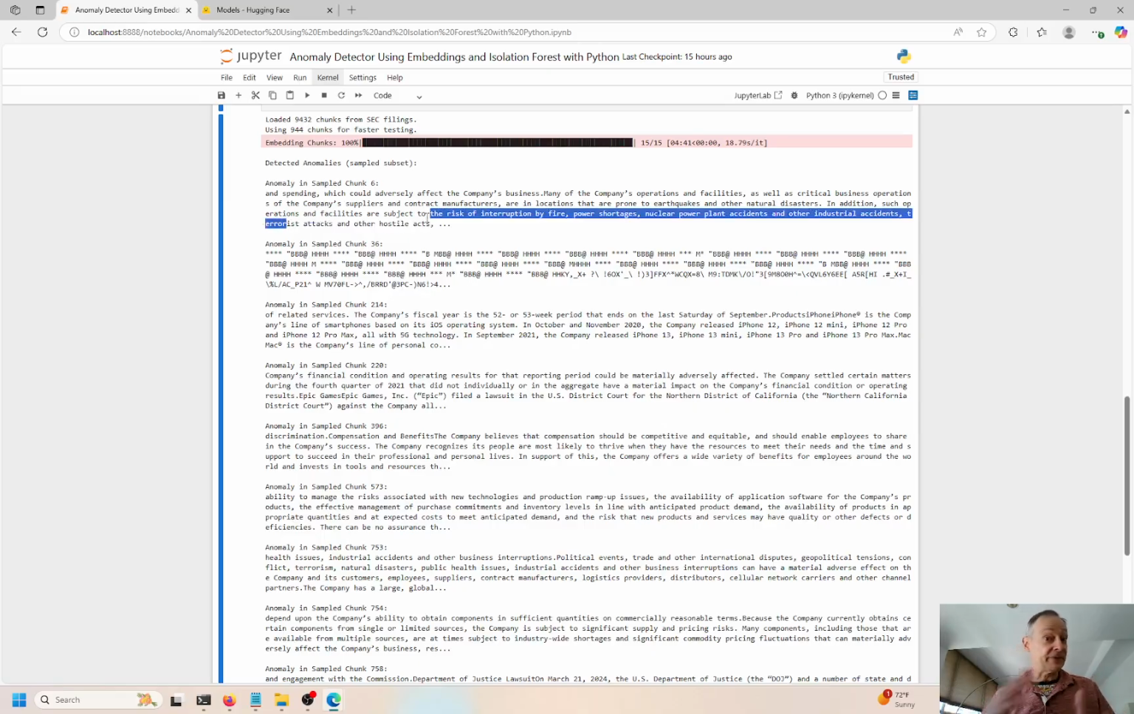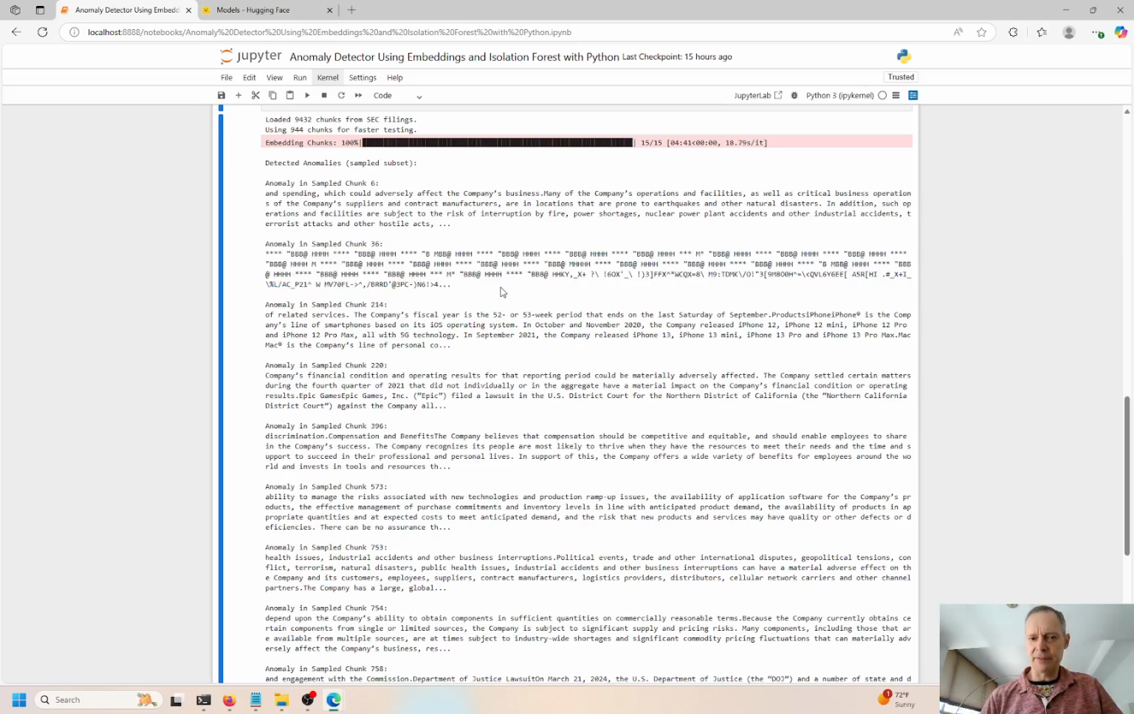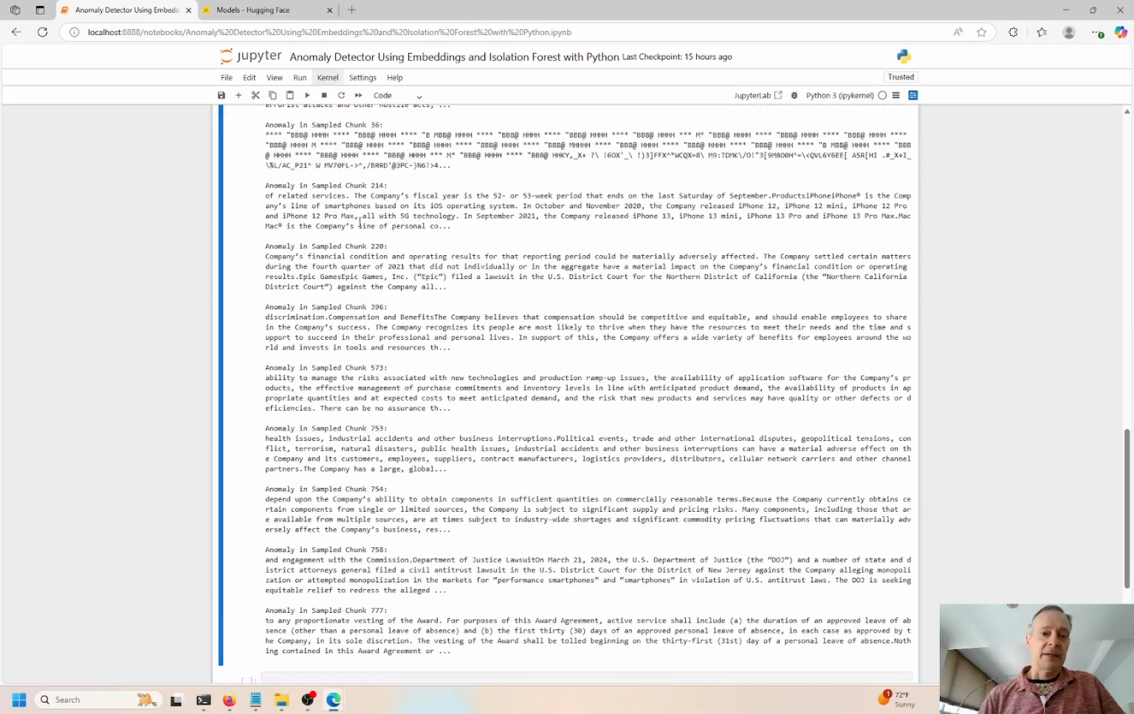So I didn't use the word risk in this whole thing, but it found that. That's very impressive, right? It's not like Control F in Microsoft Word: hey, look for the word risk, look for fire, look for terrorist or hostile attacks. No, I didn't tell it any specifics. It told me what the anomaly was. Now, this is clearly an anomaly. I don't even know what this means. This is some kind of weirdness, so that's why that got picked up. Anomaly in chunk 214 of related services: the fiscal year is a 52 or 53 week period that ends on the last Saturday of September.